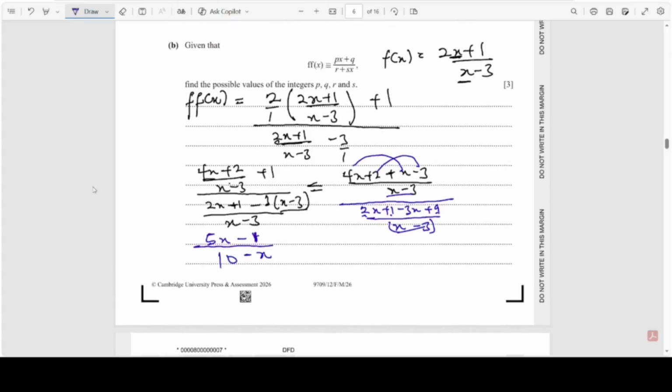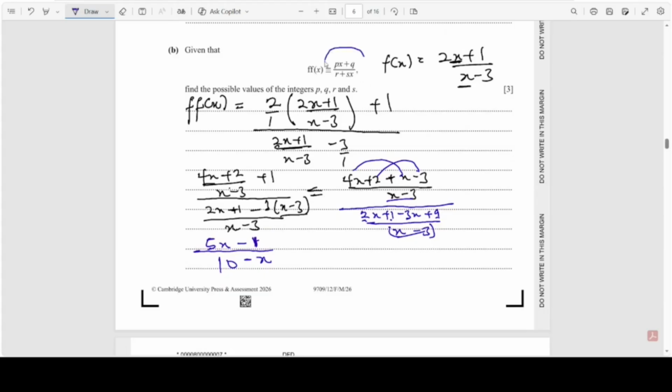So comparing this to the expression (px plus q) over (r plus sx) means that our p, which is the coefficient of x at the numerator, is equal to 5. Then q, the constant at the numerator, is equal to negative 1. Then r, the constant at the denominator, is equal to 10. And s, the coefficient of x at the denominator, is negative 1. And all these are integers as expected.